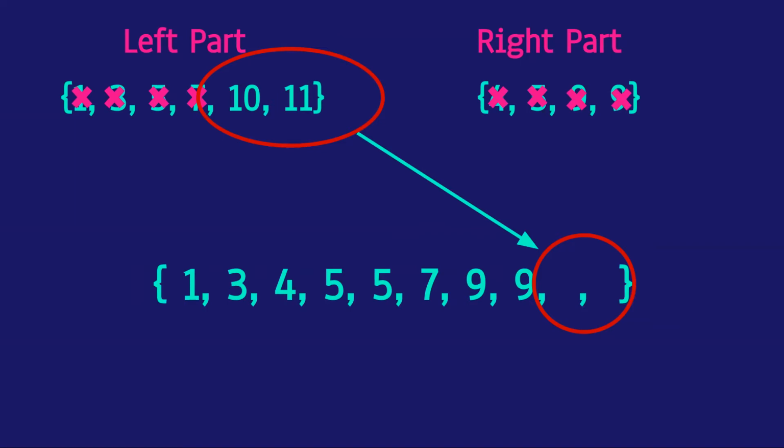The right part, you have used up all the elements of the right part. All the elements in the right part are now inside the answer in the resultant array, and the right part is empty now. There are no more elements, but the left part is still having some elements left. So what do we do?